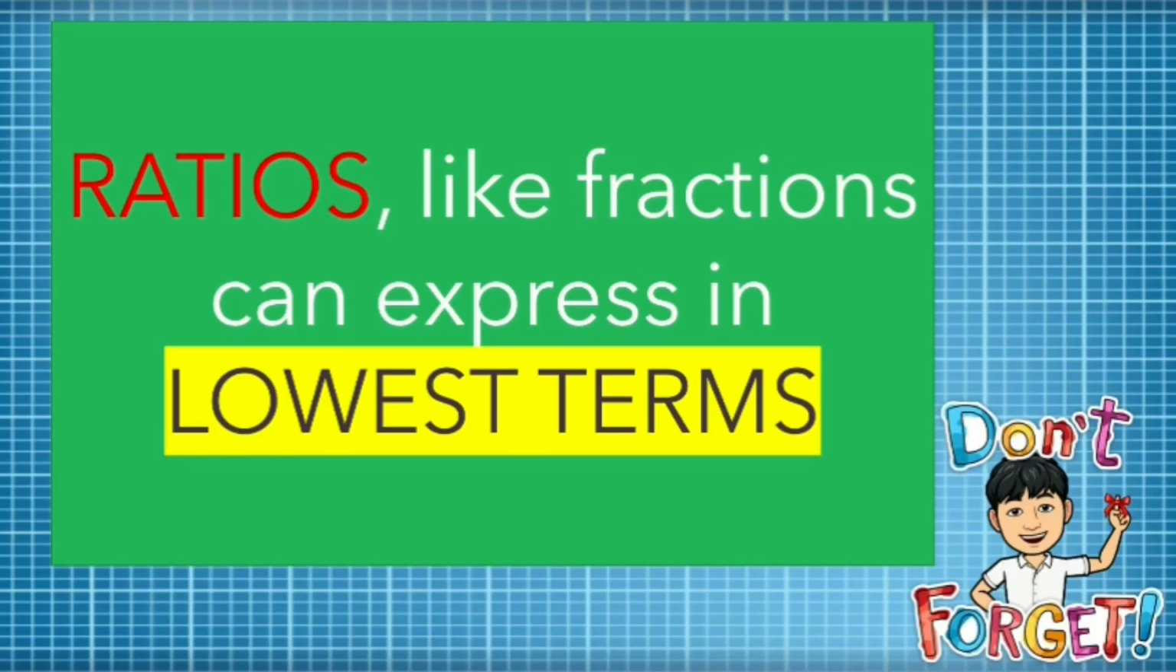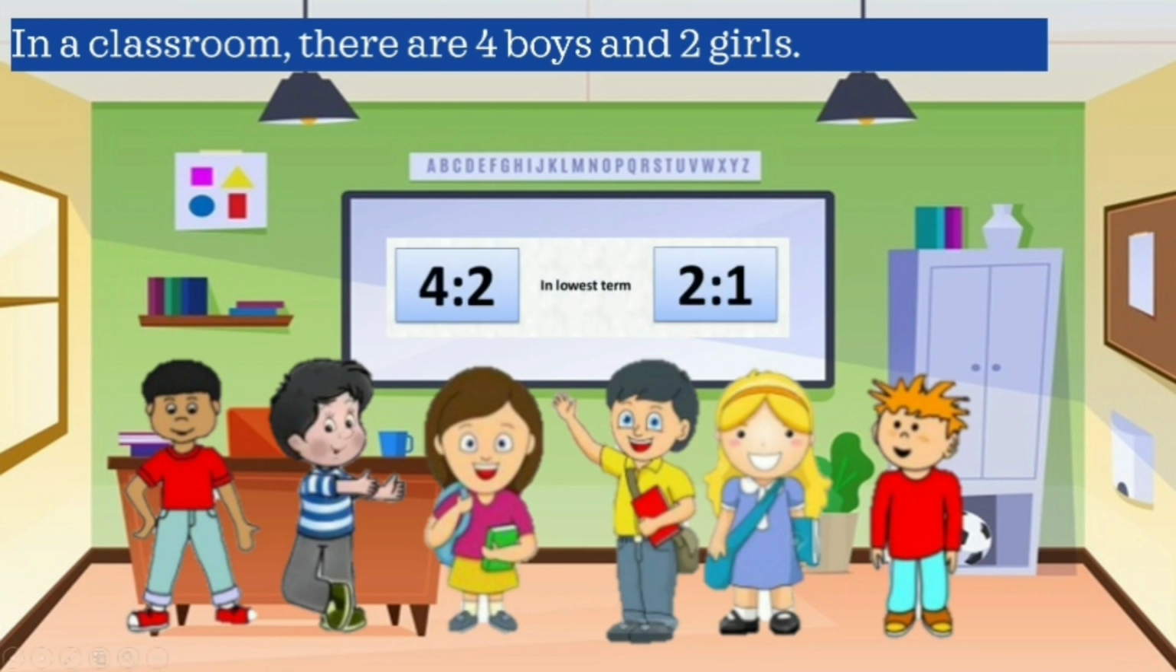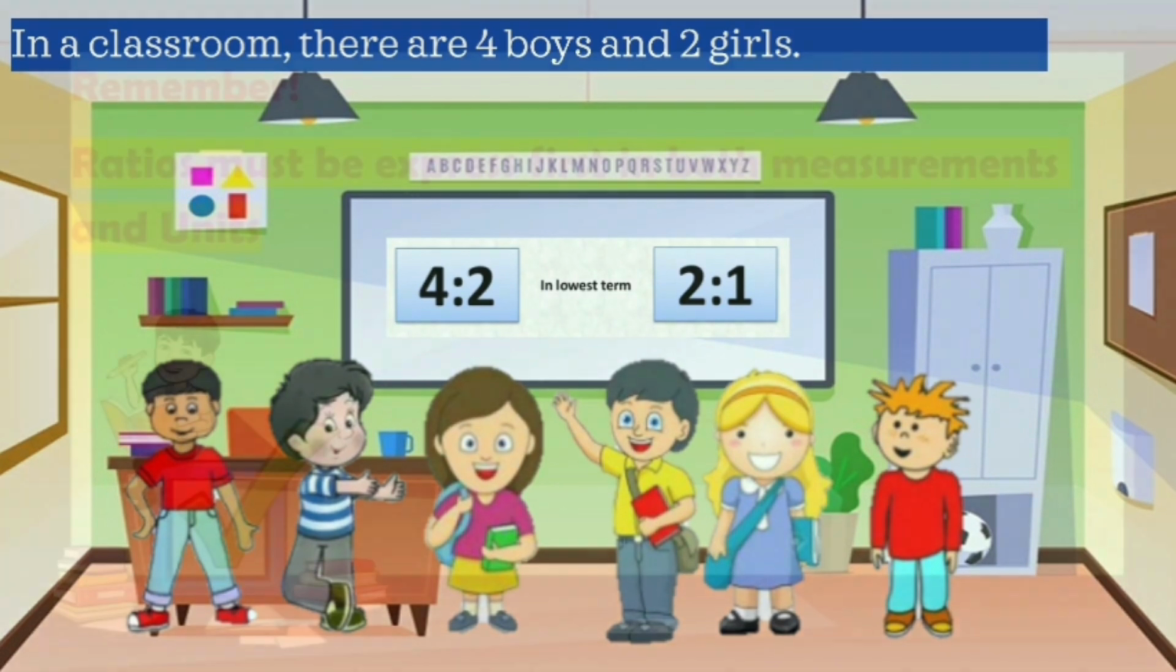Remember that ratios are like fractions that can be expressed in lowest terms. So in our next example, we are going to reduce ratios to their lowest terms. Suppose in a classroom, there are 4 boys and 2 girls. The ratio of boys to girls is 4:2. Remember that ratios can be reduced to lowest term. So the lowest term of 4:2 is 2:1.